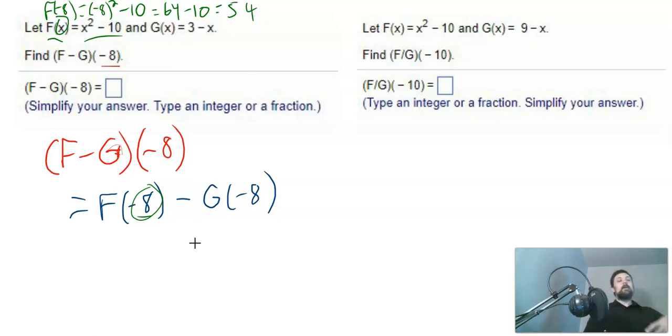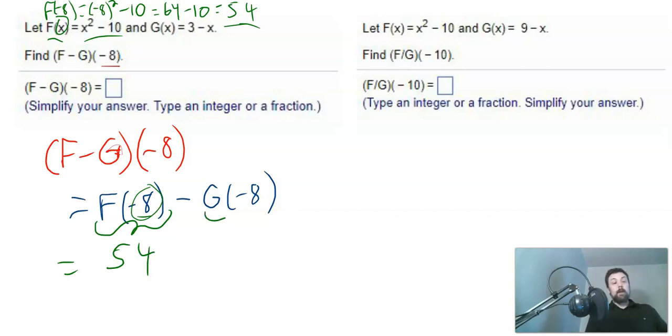And a common theme in this section is substitution: taking the function notation out and replacing it with what it's equal to. We're going to be doing that on almost every single problem in this section. So once you've determined what the function equals, take that function notation out, replace it with the thing that it's equal to. So f of negative 8, we just found out is equal to 54. So take out f of negative 8, replace it with 54.